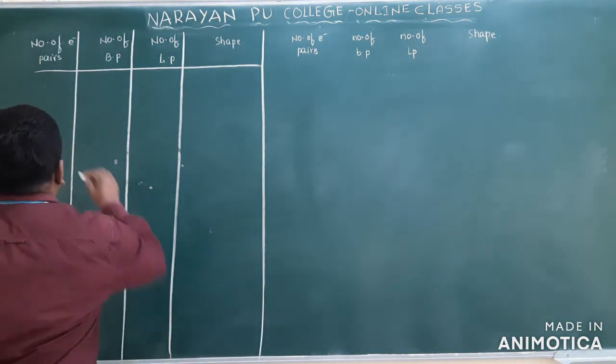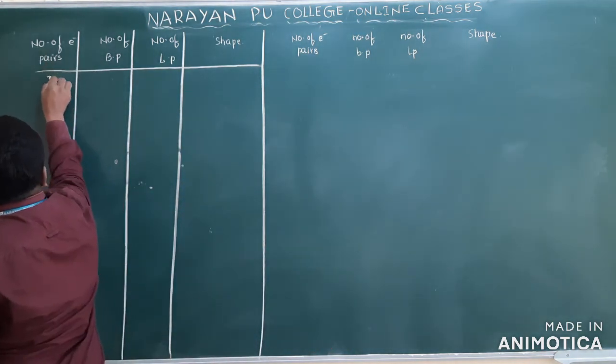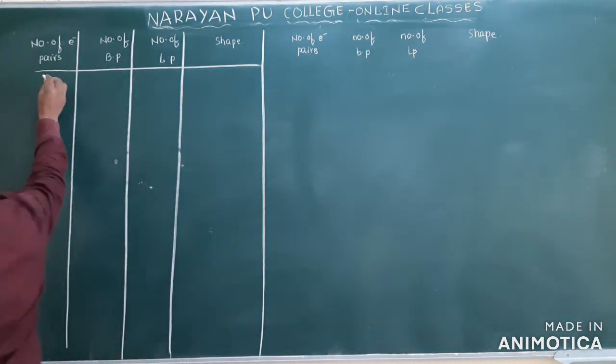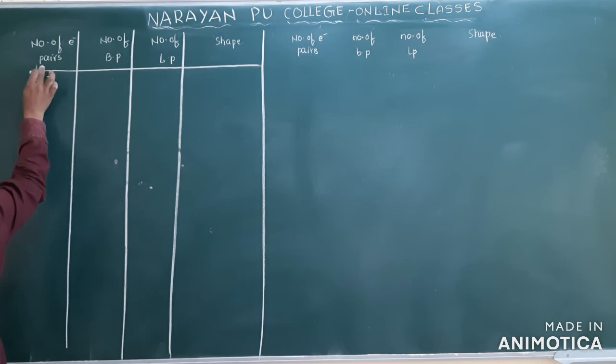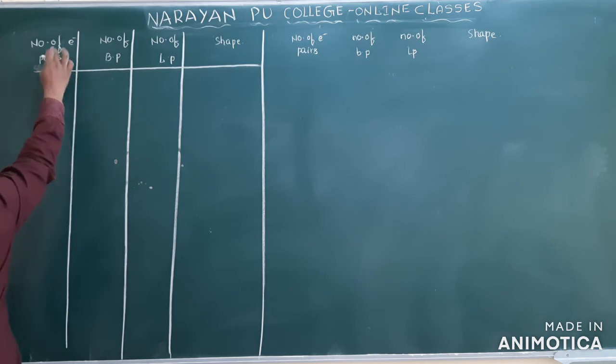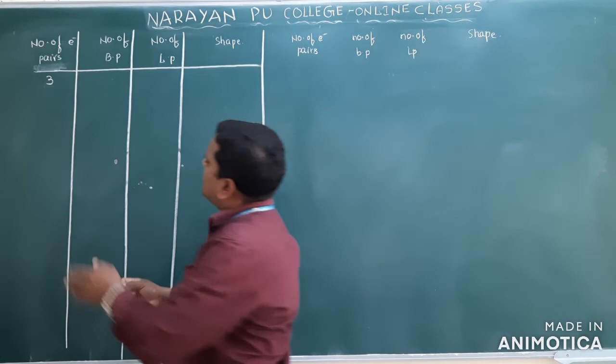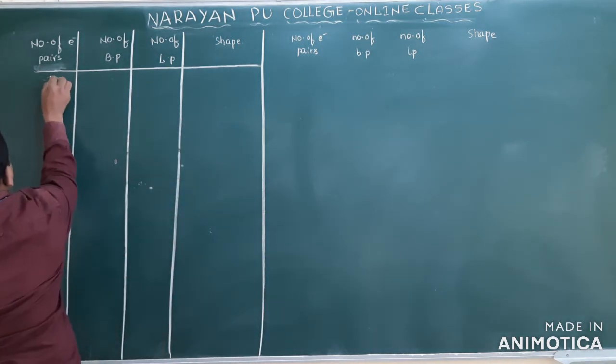Clear? So just assume the number of electron pairs is 3. So what is it here? Both lone pairs and bond pairs. Here, bond pairs plus what? Lone pairs. This is clear. It means it can be bond pairs or lone pairs, or sometimes only bond pairs. Clear? First I will write here 2.